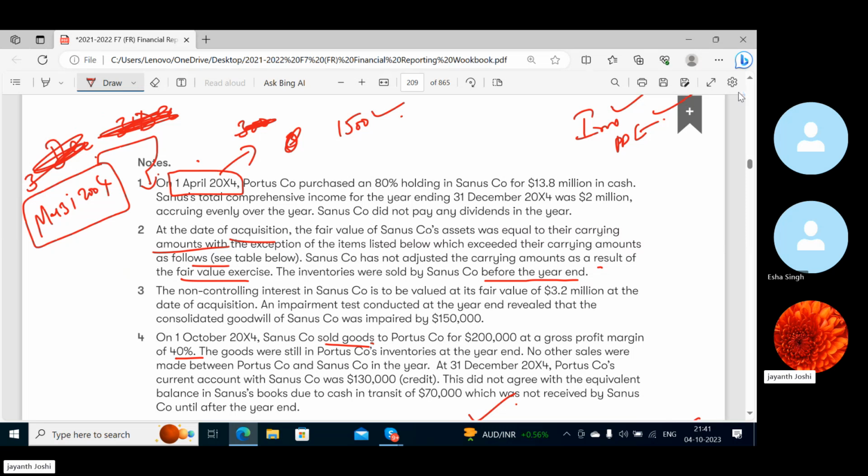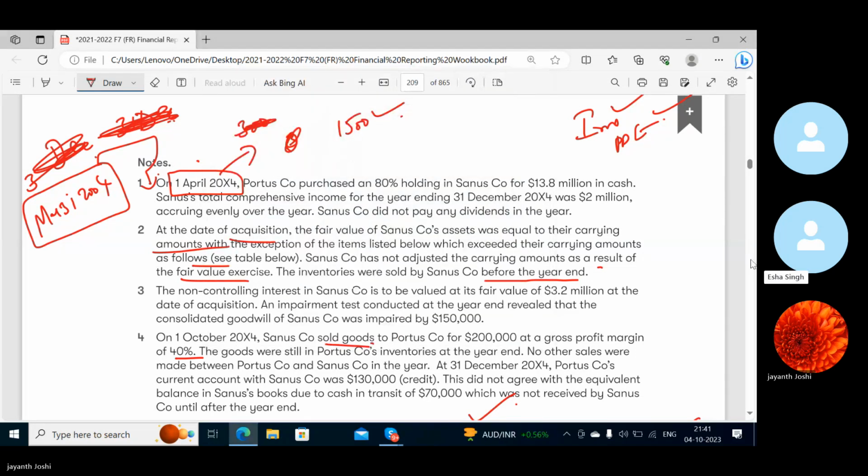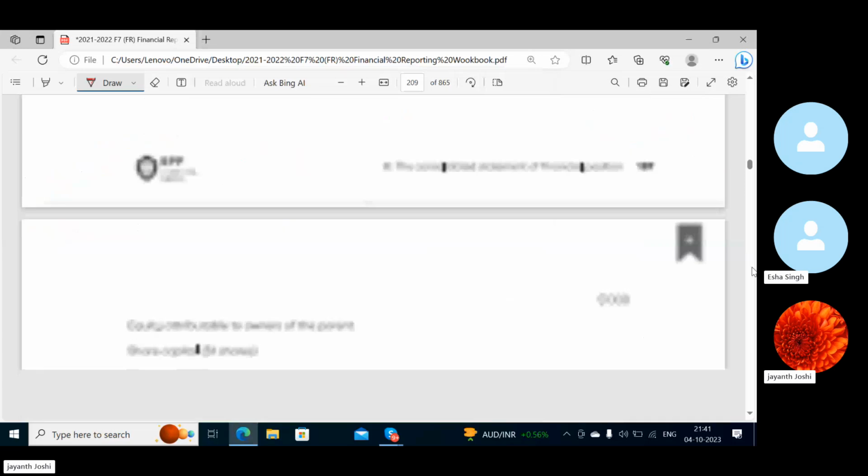Okay, are you calculating goodwill? Yes, sir. Yeah, just a second. Yeah, calculate. So shall I calculate goodwill for you? Yes, sir. I calculated. Verify the answer. Okay, no worries. We will calculate now.